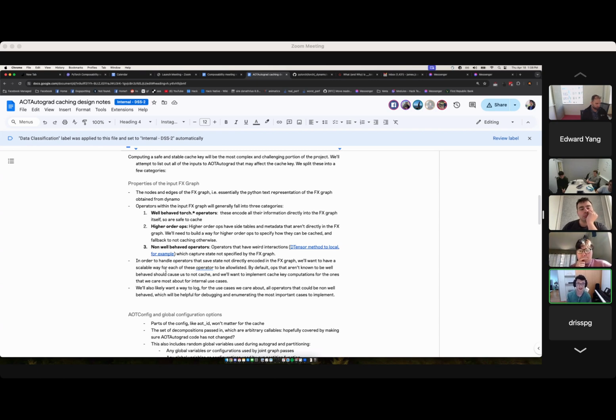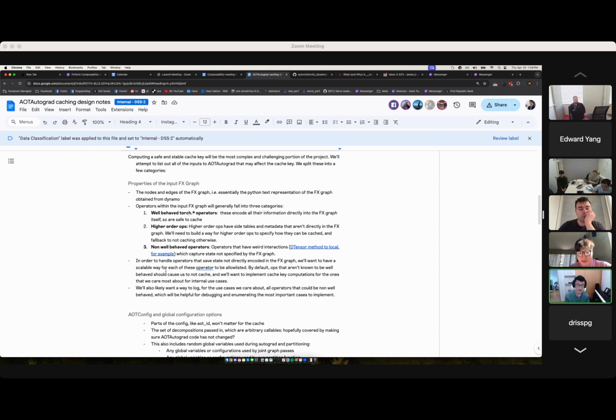To think about these, we can split these into a couple of categories. There are torch operators that are well-behaved. And when I say well-behaved here, I mean they include all of their information in the FX graph module itself, which means that as long as we can hash the FX graph, which there's existing work that we've already done with FX graph cache, where we essentially pickle the text representation of the FX graph, these torch operators should behave well because they essentially have all their information right there, and we can just hash that information.